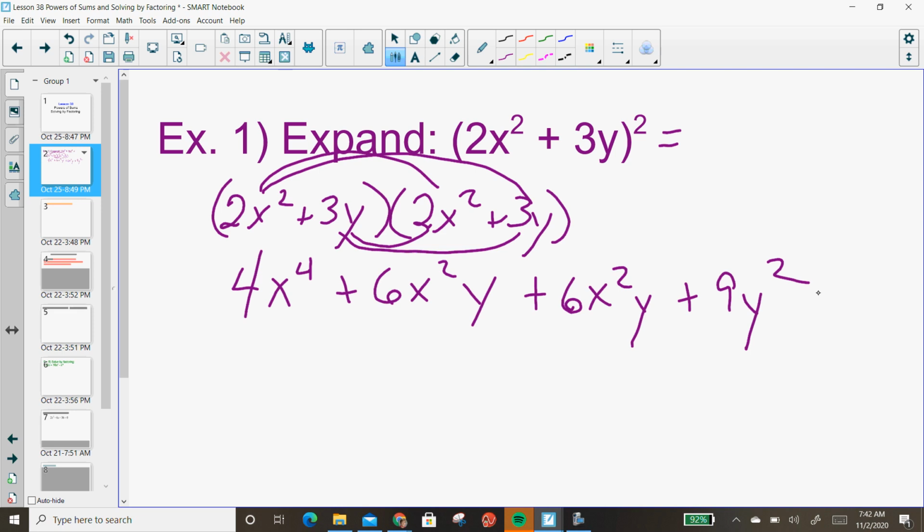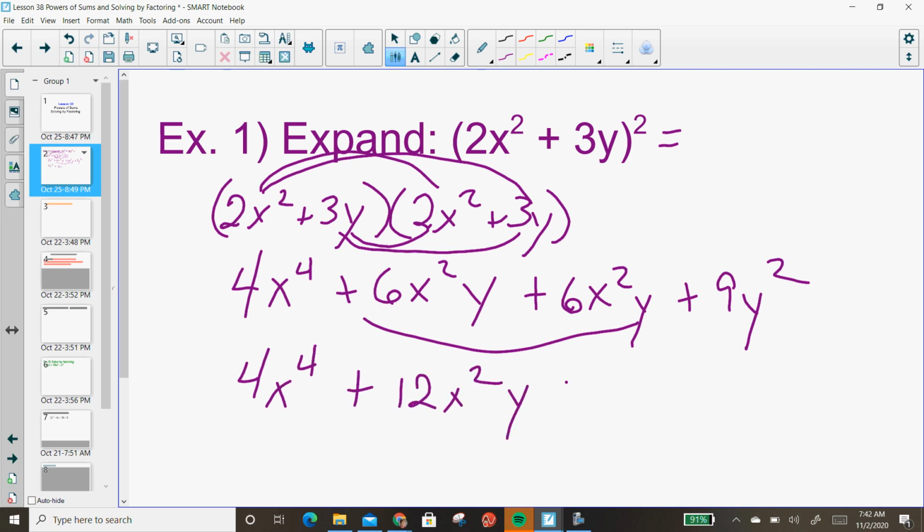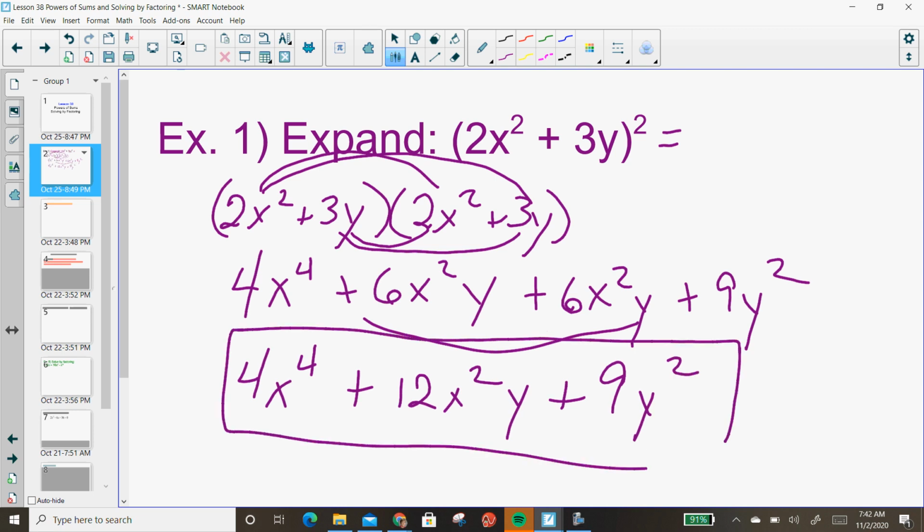Okay, Tim, which ones are like? These two middle ones, so we combine. Final answer is then 4x to the fourth plus 12x squared y plus 9y squared. So just remember to write it out so you don't miss some of the terms. You do not get just 4x to the fourth plus 9y squared. So don't forget those middle terms that you get by FOILing.